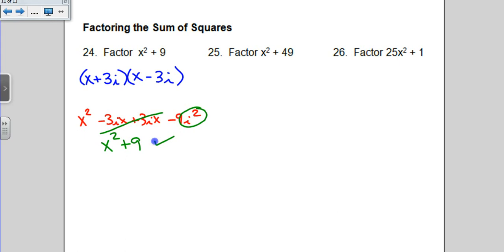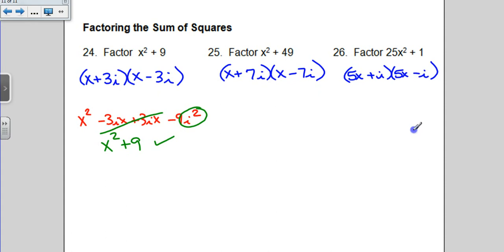So when you want to factor the sum of squares, you're going to have to introduce the concept of using an i. So same thing here for x squared plus 49. We're going to have an x and an x. It's going to be a plus and a minus. But instead of 7 and 7, it's going to be 7i and then minus 7i. So same thing here for 25x squared plus 1. This time, in the front parts, we're going to have 5x and 5x. And then instead of plus and minus 1, we're going to have plus i and minus i. If you put 1i, that's fine.